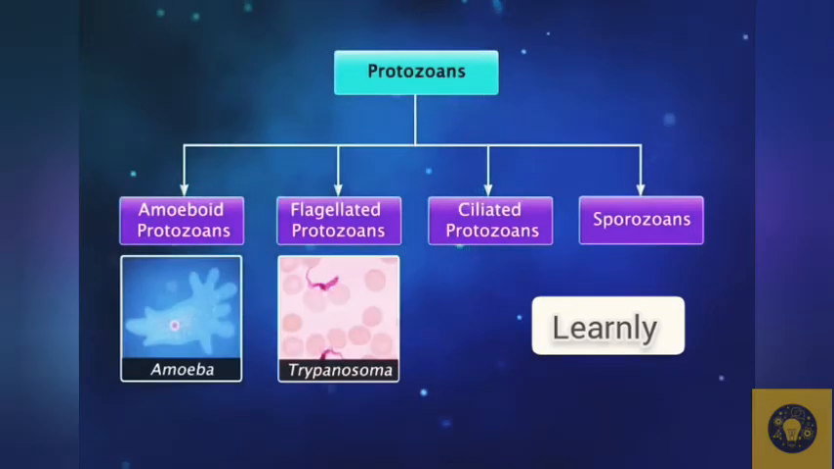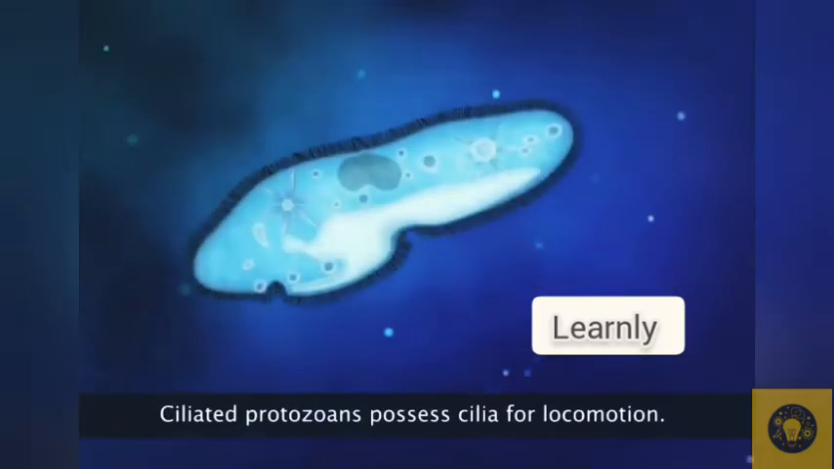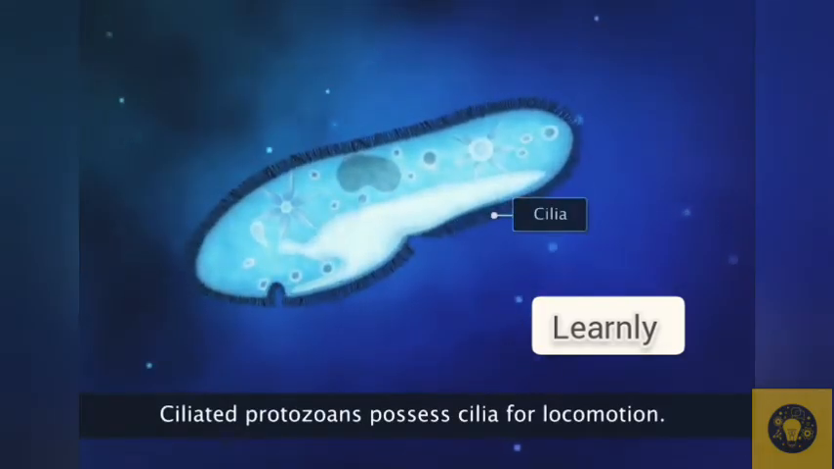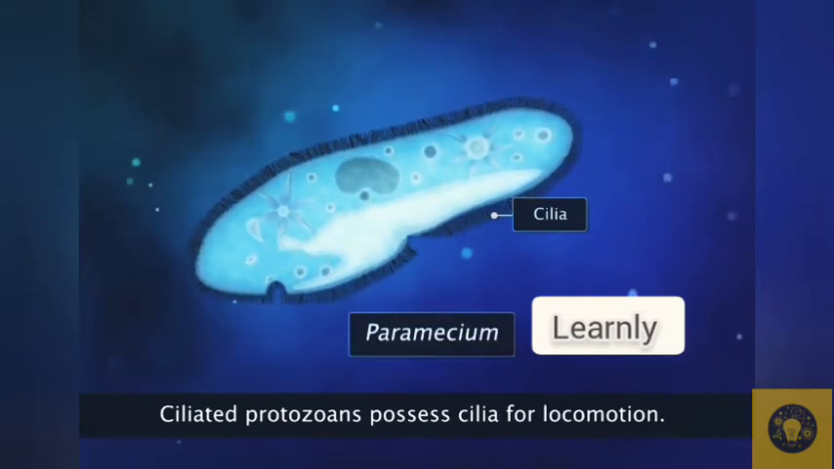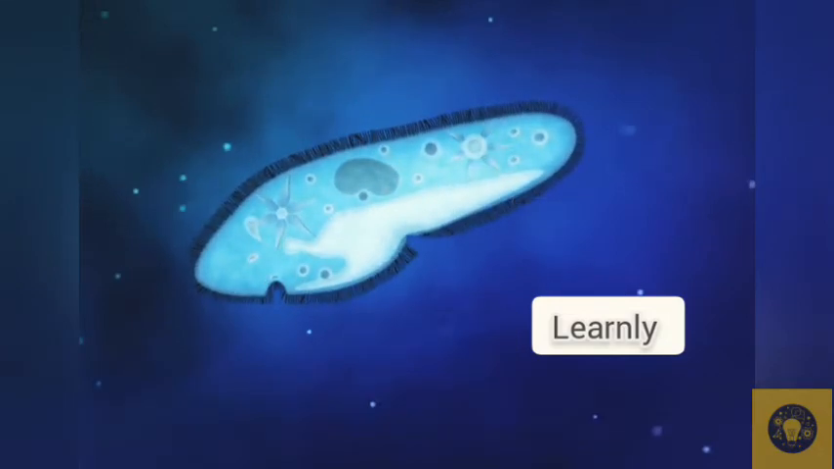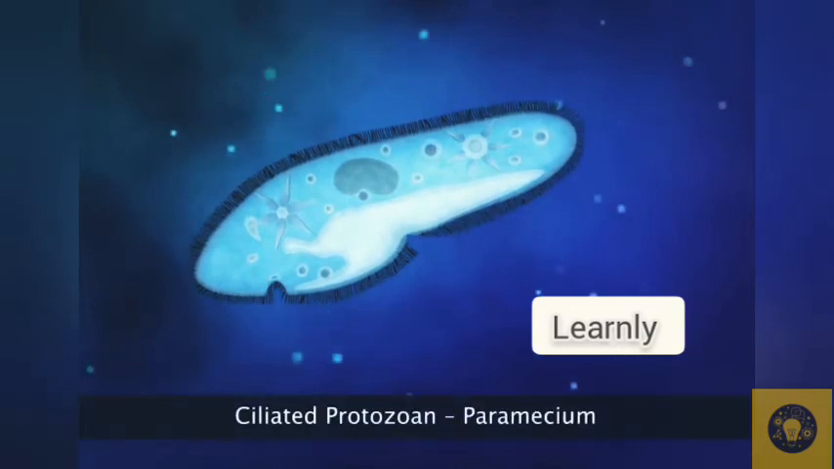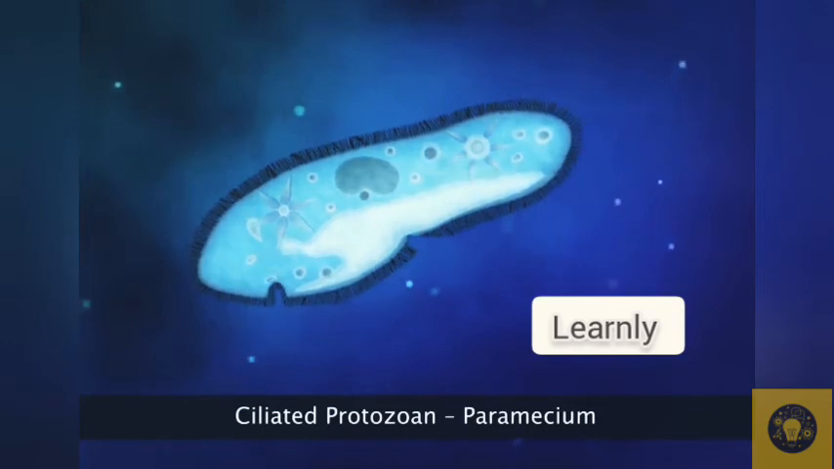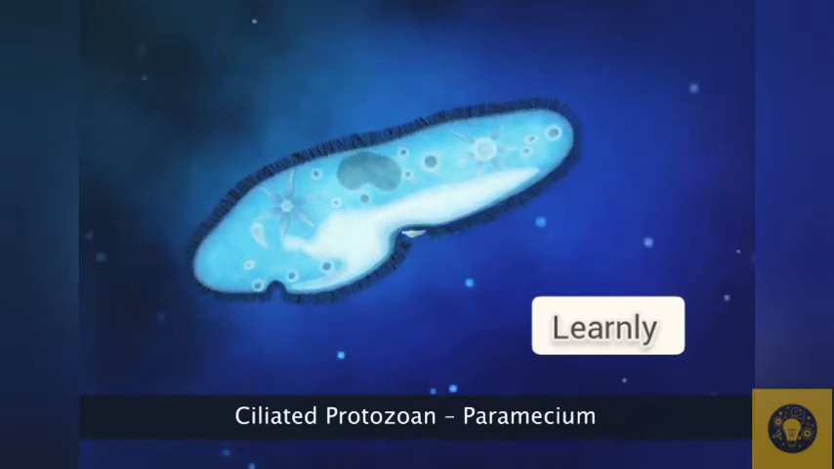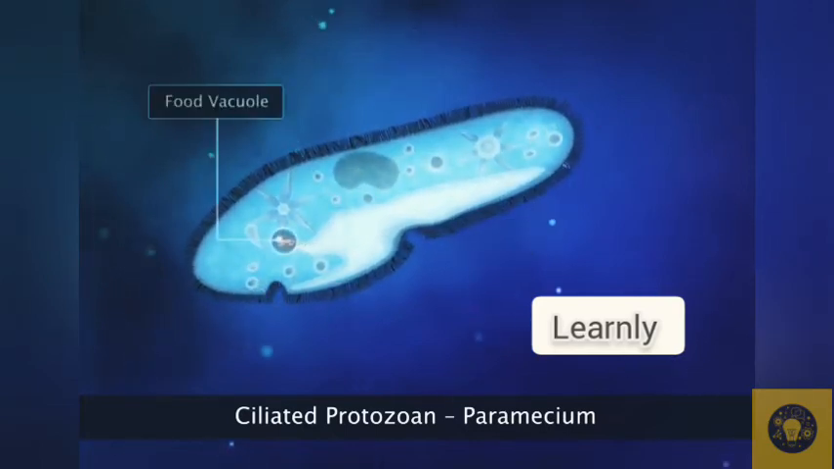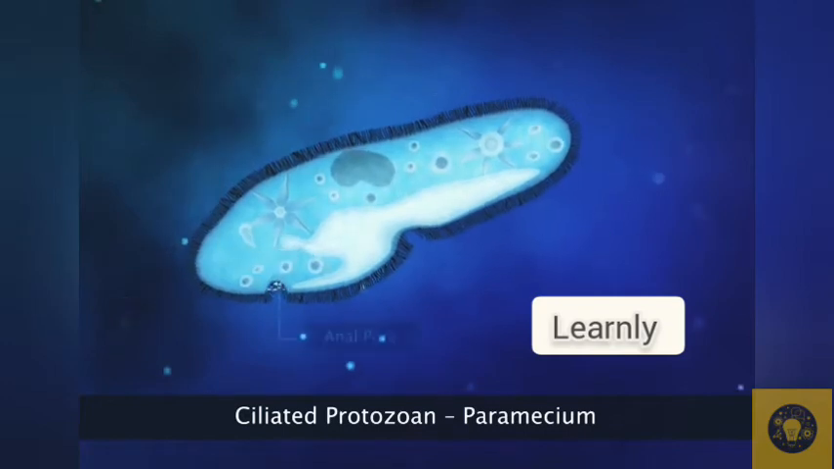The third group of protozoans is that of ciliated protozoans, which possess cilia for locomotion and food capture. The group of ciliated protozoans is best represented by the Paramecium species. The Paramecia have two types of nuclei, a small round micronucleus and a large macronucleus. In Paramecium, the food captured by the cilia is digested in the food vacuole and excreted from the anal pore.